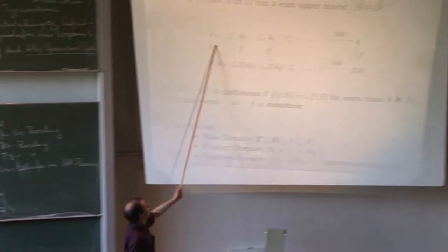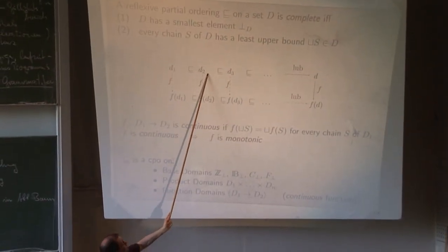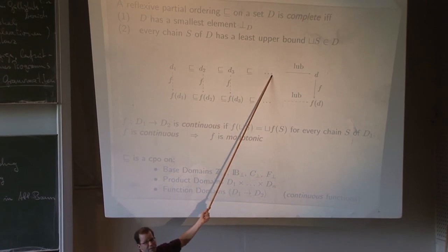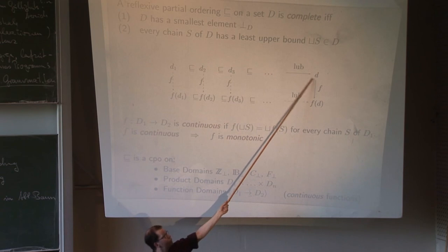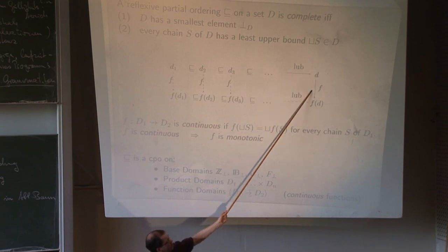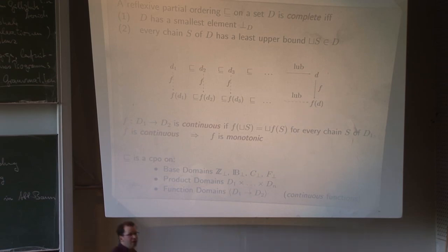Continuous means the following. If you have a chain like this, so D1 is less defined or equal than D2, and so on, then this chain has a least upper bound. Let's call it D. And what you could do is you could first build this least upper bound and then apply F. If you do this, you arrive at F of D. Now, if F is continuous, then you can also do it the other way around.